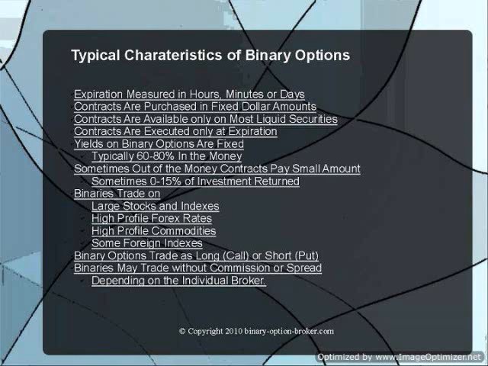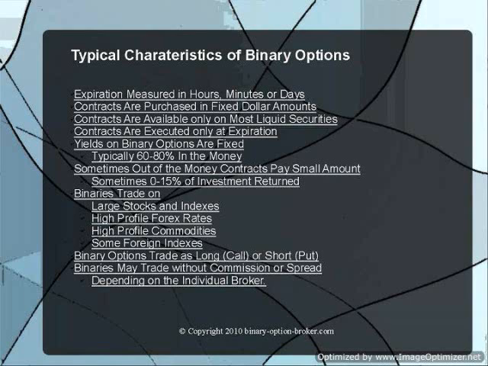Contracts are available only on the most liquid securities because of the high rate of return on these investments. They have to be priced in a certain way, and a lot of that has to do with the Black-Scholes model of options pricing. One of the fundamental requirements of Black-Scholes is that it be an efficient market, and the only way you can have an efficient market is if it's being traded on a very highly liquid security.